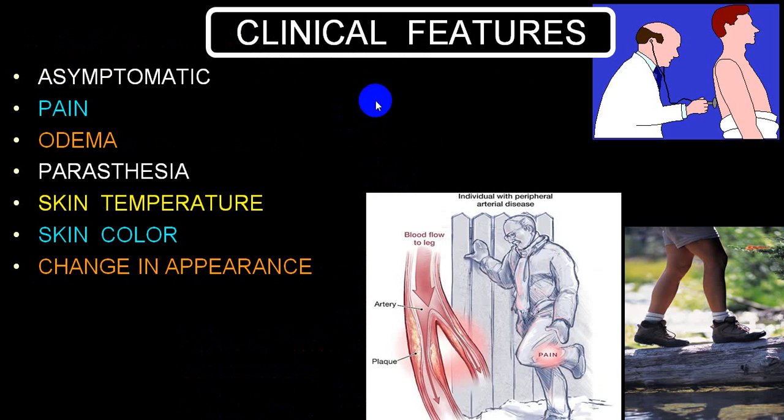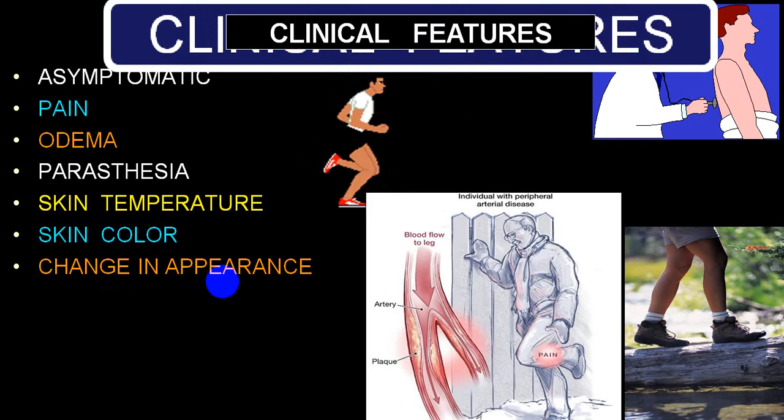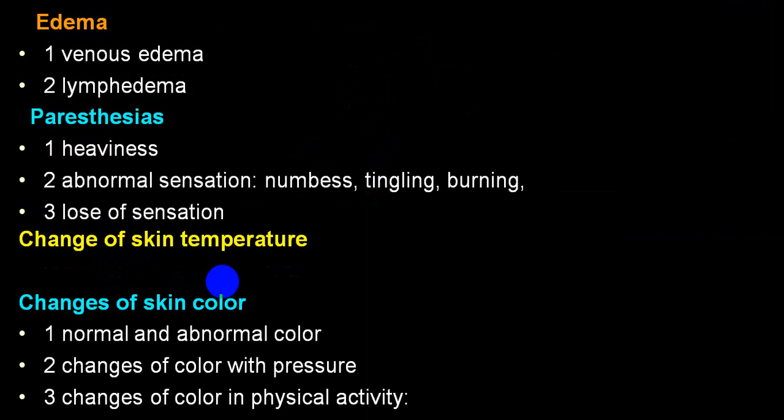A person with peripheral artery disease can present as asymptomatic when the occlusion is less than 50% and if there are good collaterals. Pain is the most common symptom. We call it intermittent claudication. The person can have edema, paresthesia. Skin temperature will become low, usually cold. Skin color changes can take place, and there will be changes in appearance in the form of loss of hair, etc. And particularly when the person does exercise, the pain will appear, we call it intermittent claudication.